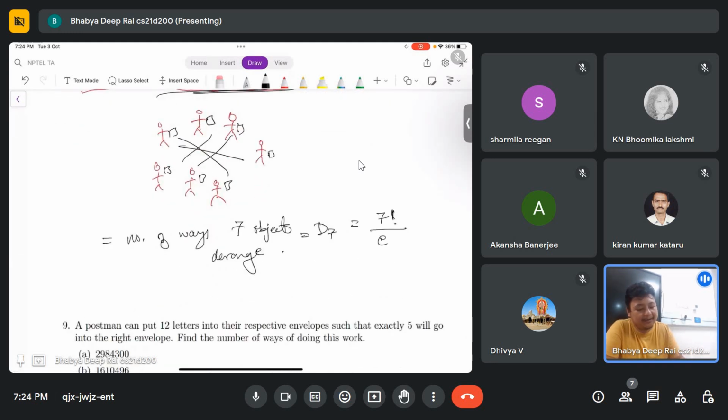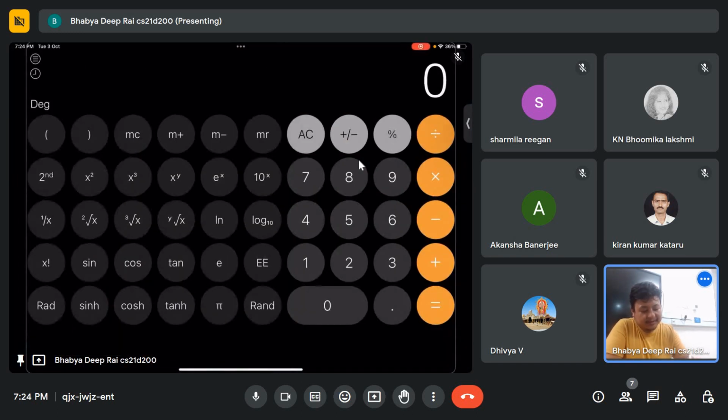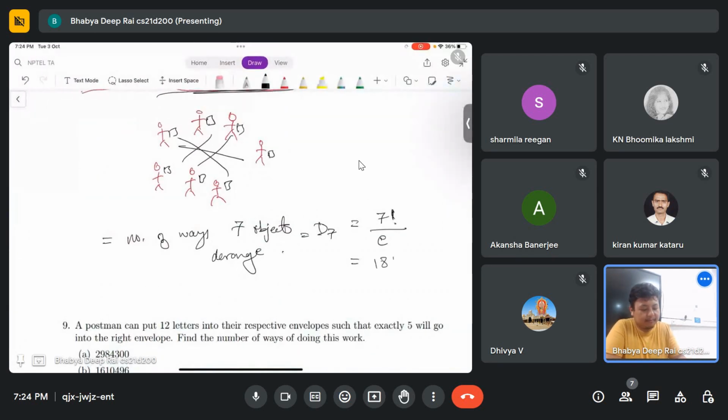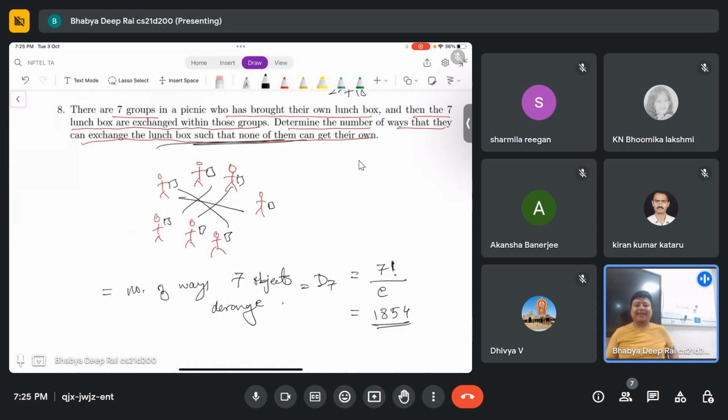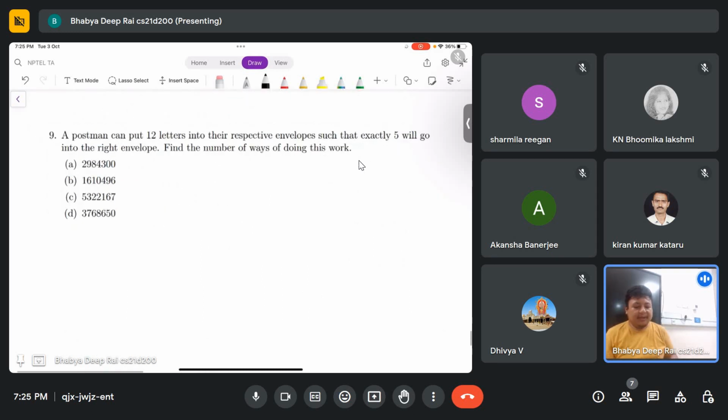That is the formula for Dn, right? Which is nothing but 7 factorial divided by E, which is 1854. And this is your answer. If the question is simply that the correct box does not go to the correct owner, then it is a derangement. Use the formula for derangement. Okay, 1854. So, this is one question.